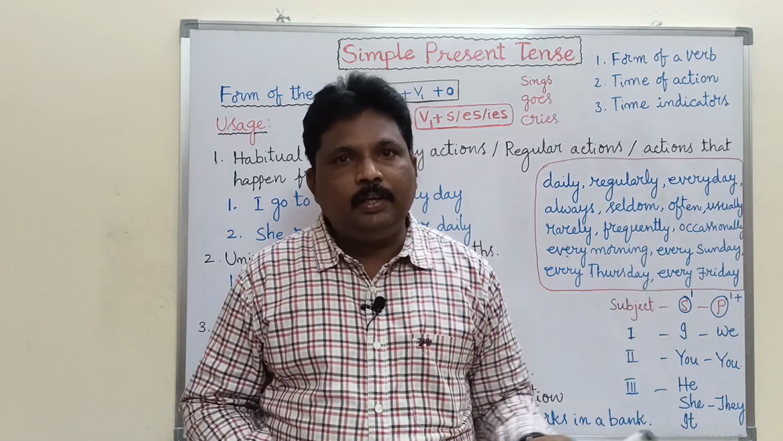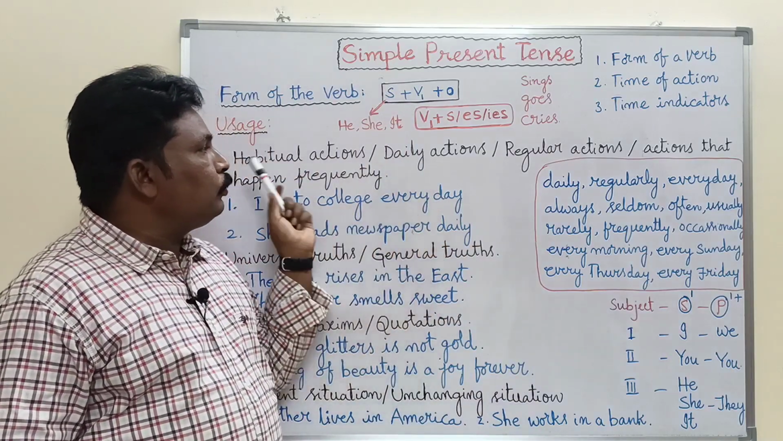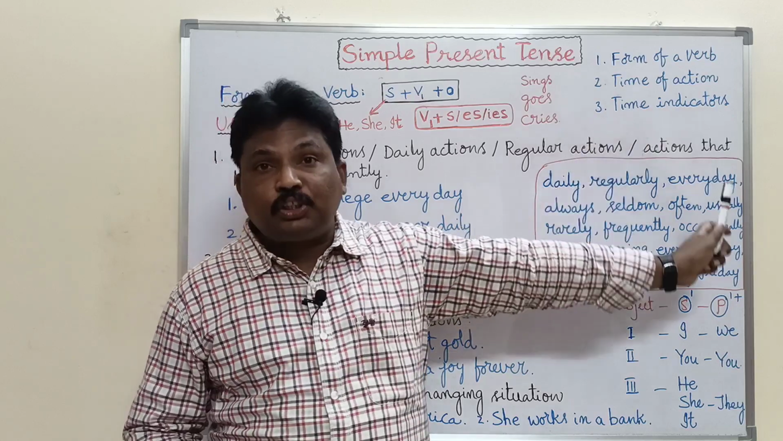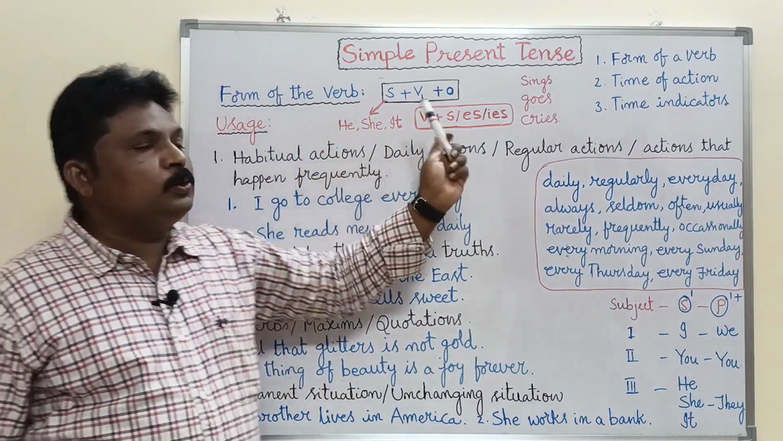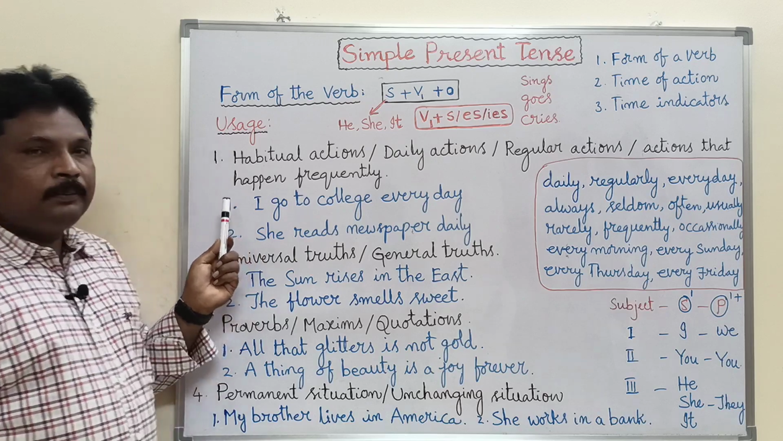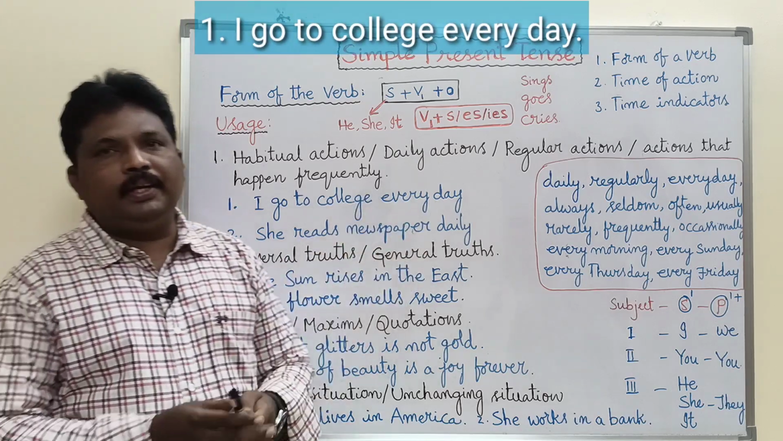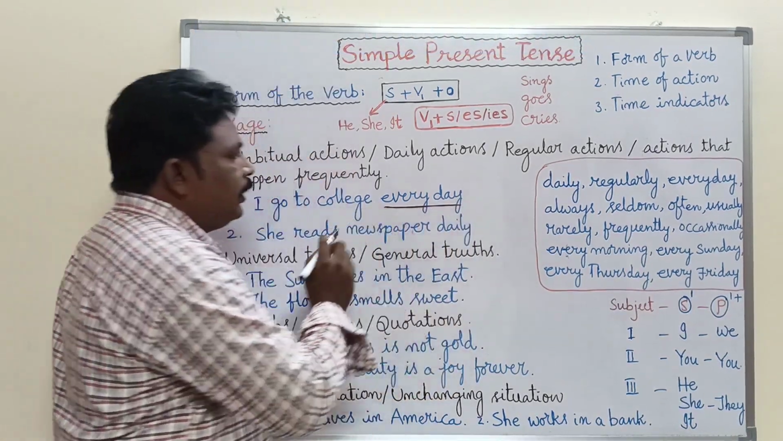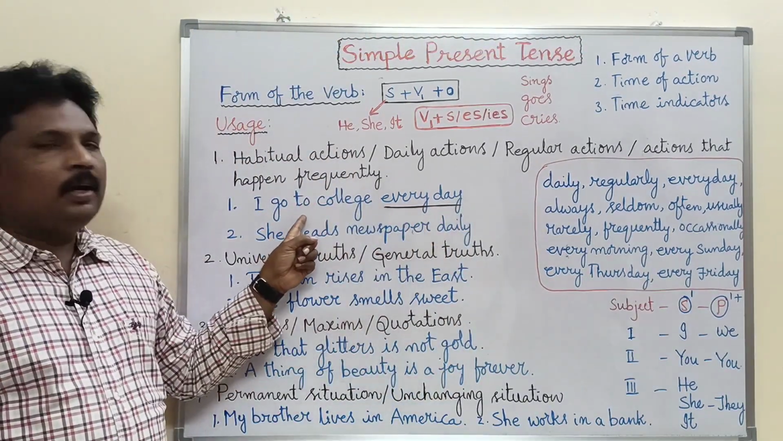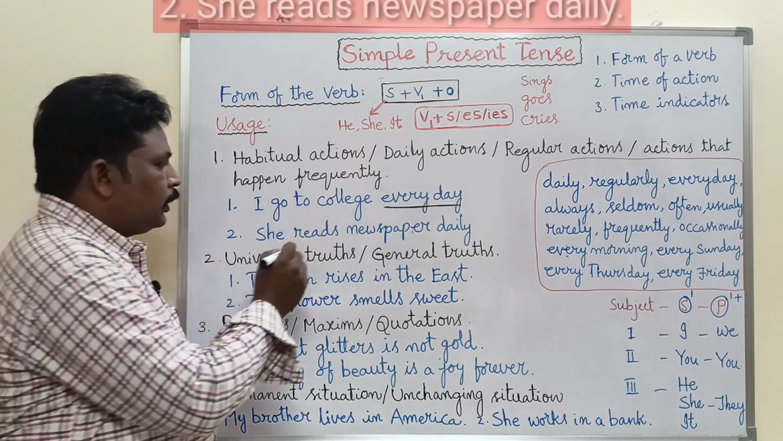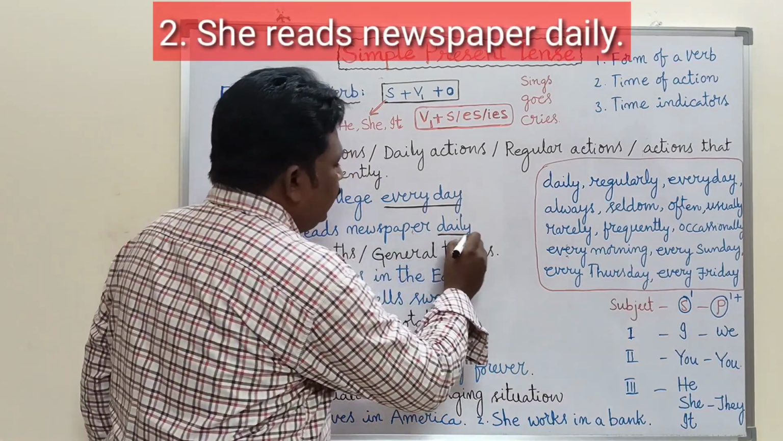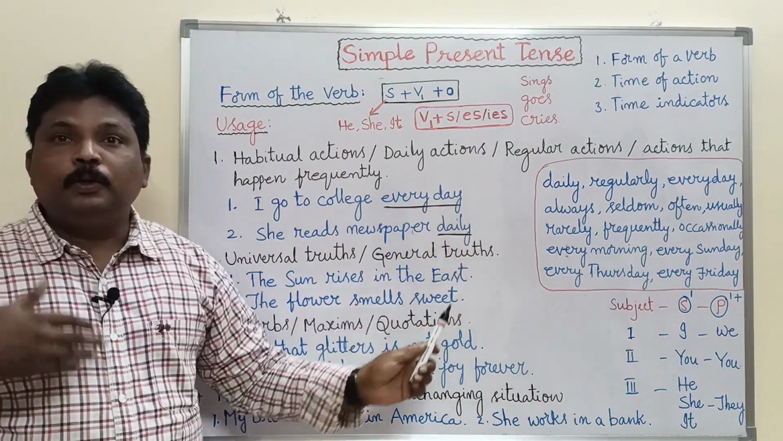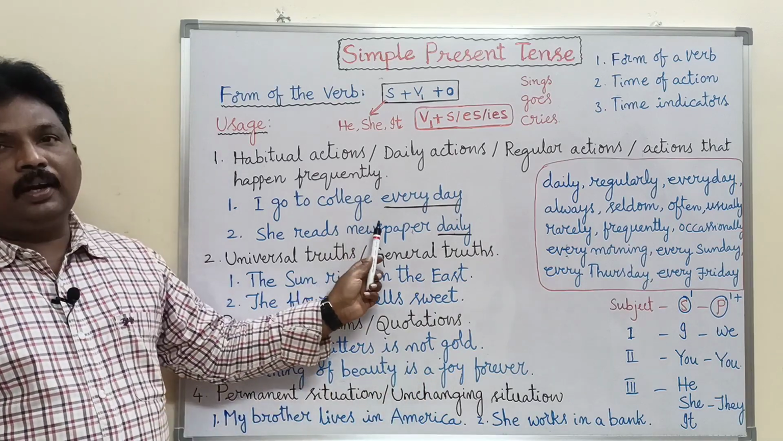No matter what it is, remember, whenever we talk about habitual actions or daily actions or regular actions or actions that happen frequently, use simple present tense. For example, I go to college every day. In this sentence, we can identify the time indicator "every day". With this word, we can say this is a daily action. And next one, she reads newspaper daily. So we identify the time indicators or time expressions to say that this is a regular action.